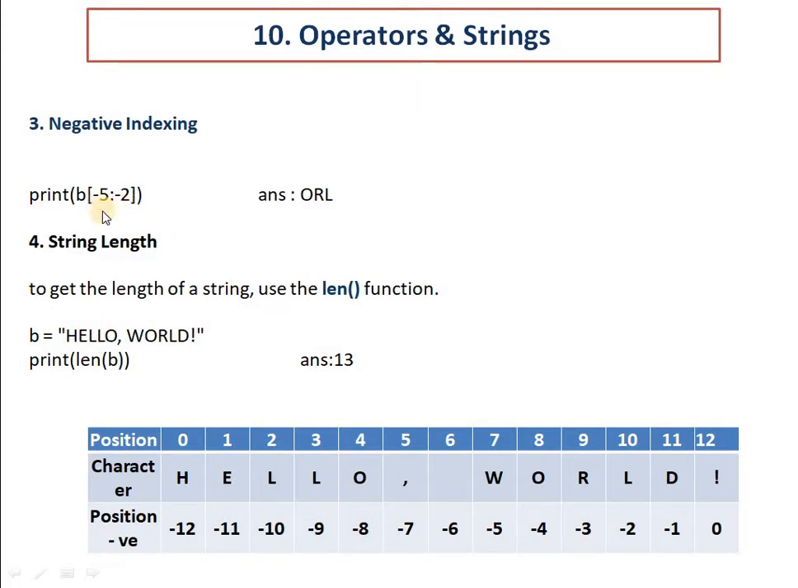Negative indexing, we will be reducing value from here. So it started with minus 5, so it will be printing from minus 4 onwards to minus 2.